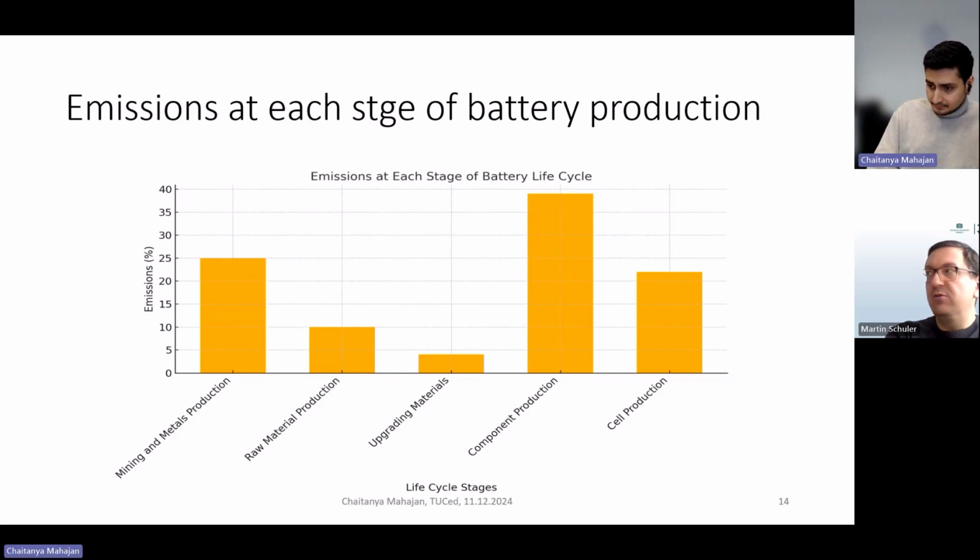The largest emissions during the battery life cycle are from component production. As we saw, the costs are also highest during component production, and it is almost 40%. And then the production of the battery cell is also a significant emissions factor, at just above 20%.